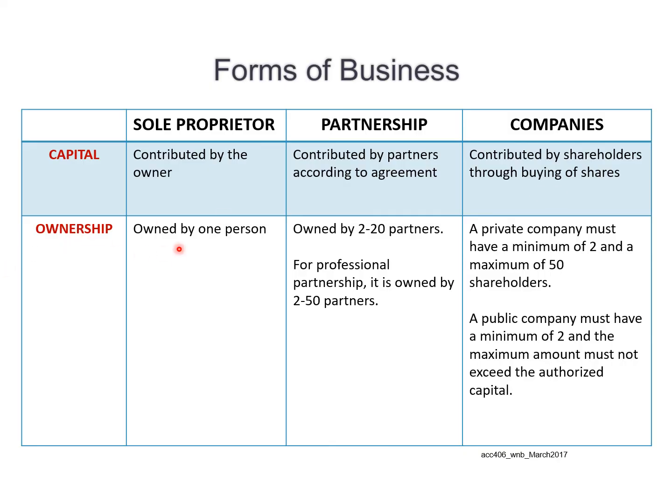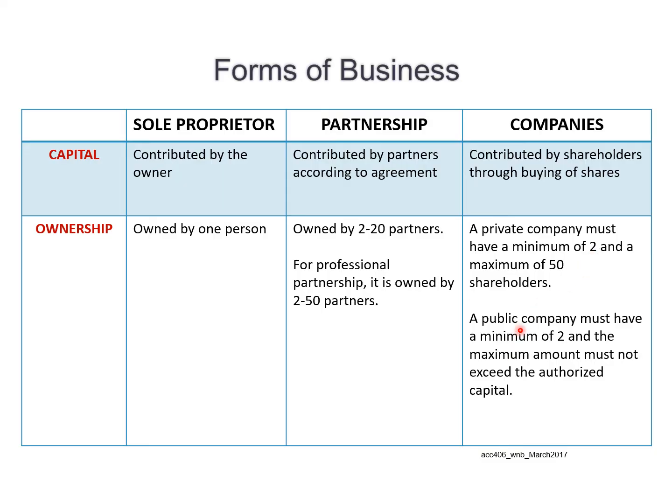And then untuk ownership, untuk sole proprietorship adalah owned by one person. Kalau partnership ialah owned by 2 to 20 partners. Kalau professional partnership macam law firm ataupun accountants, dia boleh reach up to 50 partners. Untuk companies, dia ada dua jenis, which is a private company ataupun nama Melayu dia Sendirian Berhad. Kalau company Sendirian Berhad, dia punya shareholder boleh range daripada the minimum of 2 and maximum of 50 shareholders.